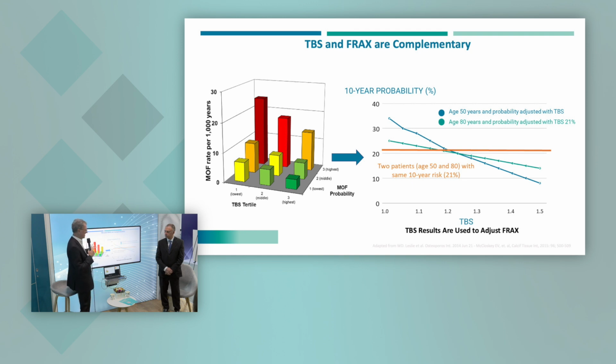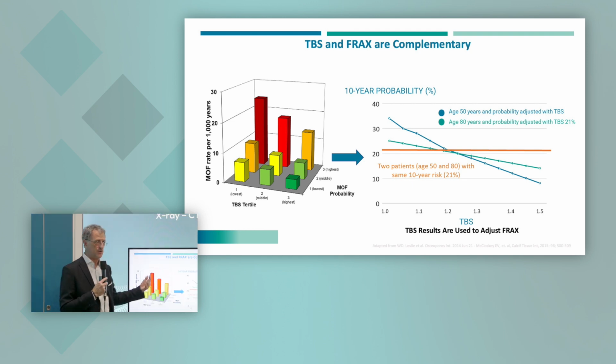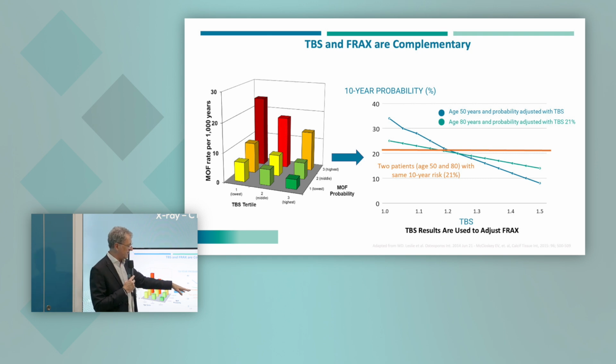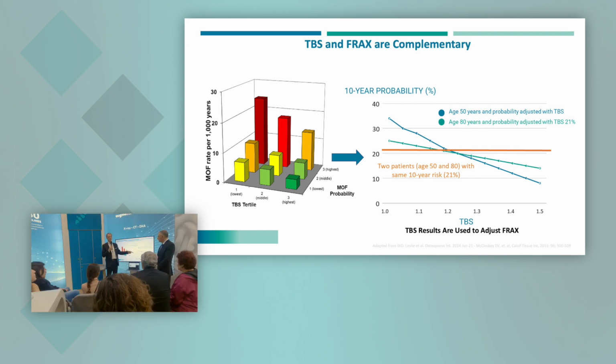A similar analysis based on a meta-analysis has been done by the McCloskey group and John Kanis and so on from the FRAX group. And what they found is that if you have the highest tertile of probability, a high probability of fracture, combined with low TBS, you even further increase the risk of fracture, meaning that you have an additional value of TBS. And you see an example here where you have a patient with a 21% probability of fracture. Depending on the TBS value, you will increase your probability of fracture from 21 up to 35. Or potentially you can reduce the risk if the structure is good.